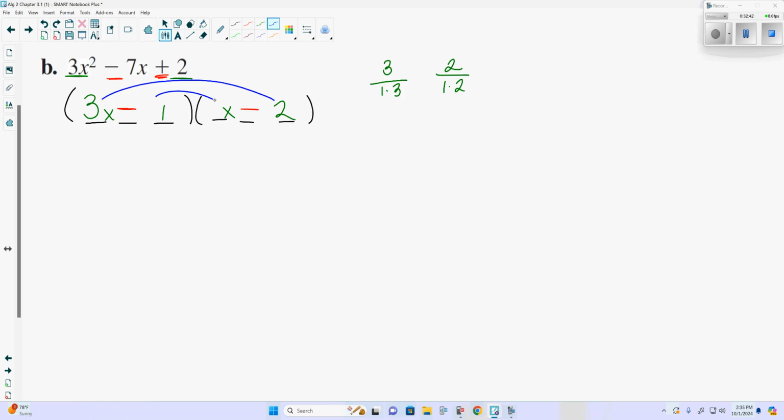3x times negative 2x is negative 6x. Negative 1 times x is negative x. So we have negative 6x minus x is negative 7x. Or we can really say negative 6 minus 1, negative 7. Is that the middle term we wanted? Yeah.